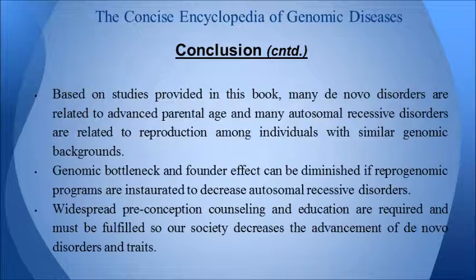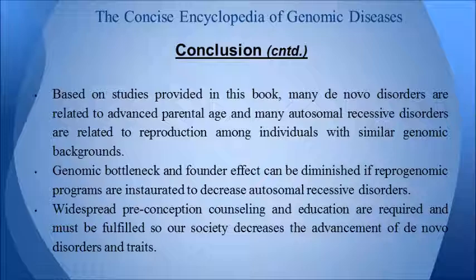Based on studies provided in this book, many de novo disorders are related to advanced parental age, and many autosomal recessive disorders are related to reproduction amongst individuals with similar genomic backgrounds. Genomic bottleneck and founder effect can be diminished if reprogenomic programs are implemented to decrease autosomal recessive disorders. In practical terms, this book emphasizes that it is important to assess the future product of conception. Widespread preconception counseling and education are required and must be fulfilled, so our society decreases the advancement of de novo disorders and traits.